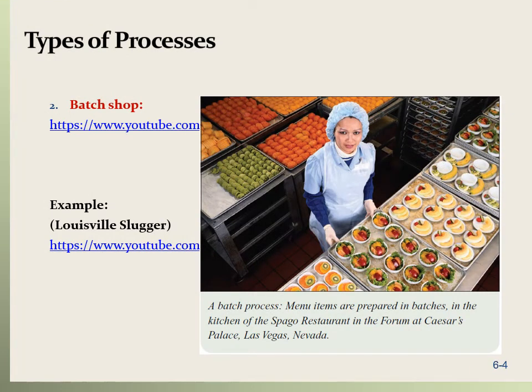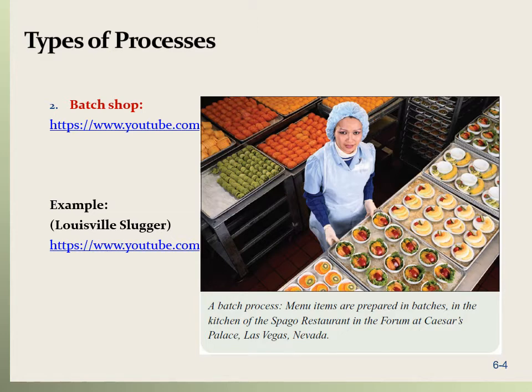The next process type is batch, which is less flexible than the job shop, and it can actually produce less variety but in higher volume. You can see here the links provided for two clips for the batch, a general description of batch shop, and also an example which is the Louisville Slugger. And also in this picture you see what actually a batch looks like in the food industry.